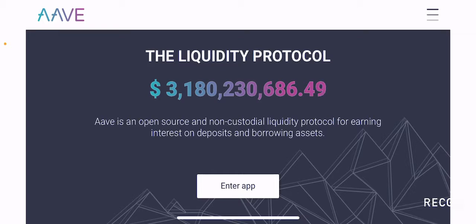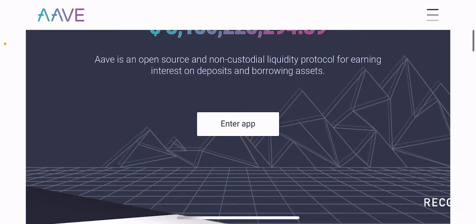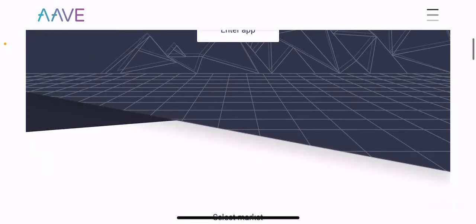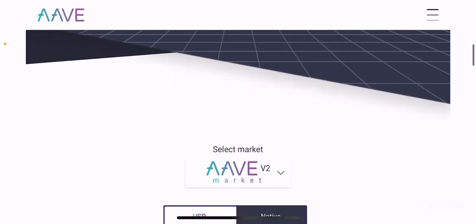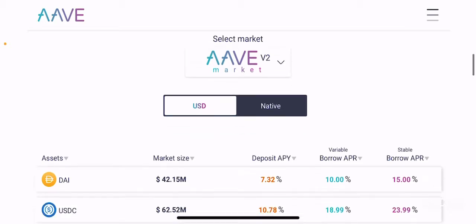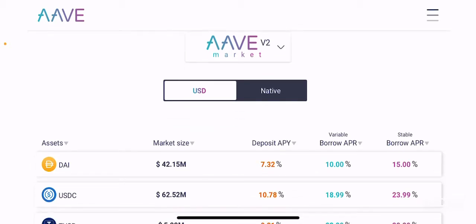It started out as ETHLend, and it was one of the very first Ethereum based DeFi borrowing and lending platforms. It used to be known by the token LEND, but now LEND has moved to the Aave tokenomics, and I believe 100 LEND tokens equals one Aave. That migration occurred a while back, and now we only have the Aave token.